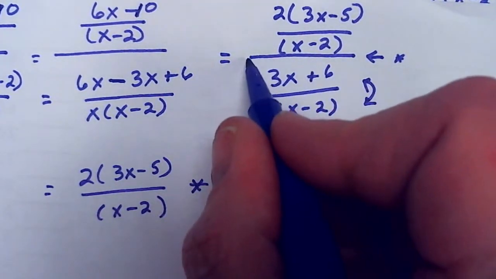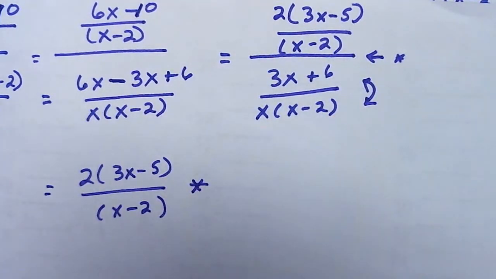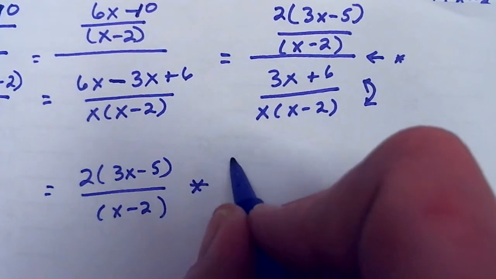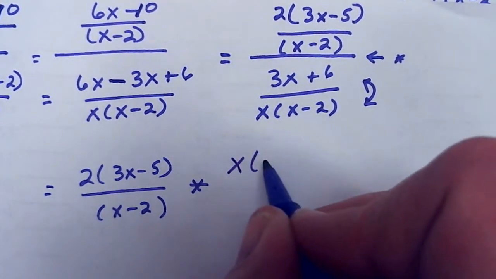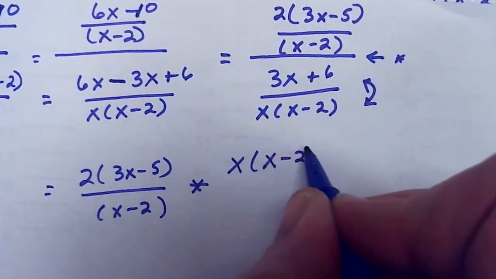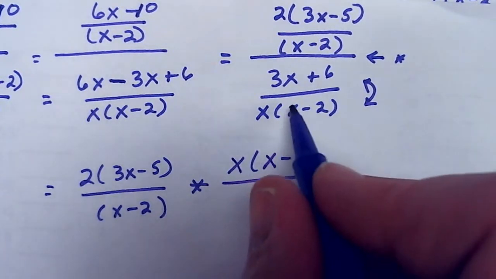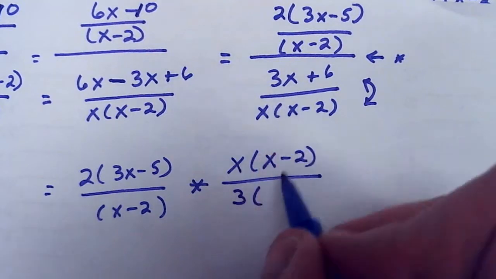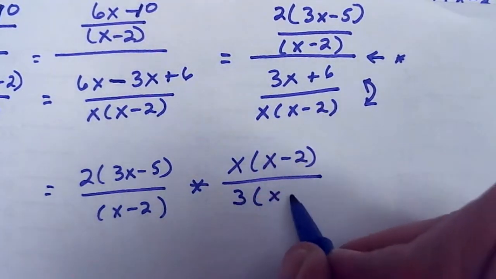In fractions, this long bar here also counts as division. So we change that to multiplication and take the reciprocal of the denominator. So I end up with x times x minus 2 over 3x plus 6. I can factor 3 out. So I end up with x times x minus 2 over 3 times, 6 divided by 3 is 2, x plus 2.